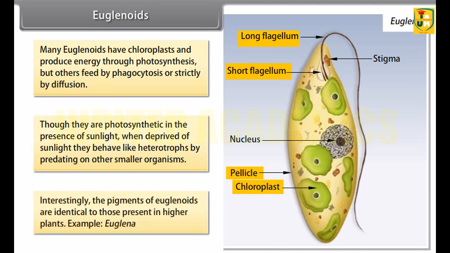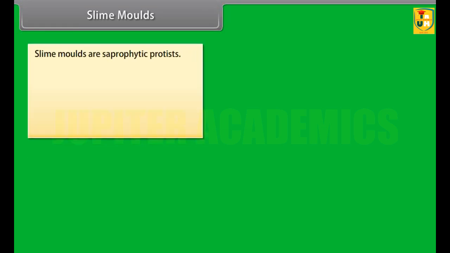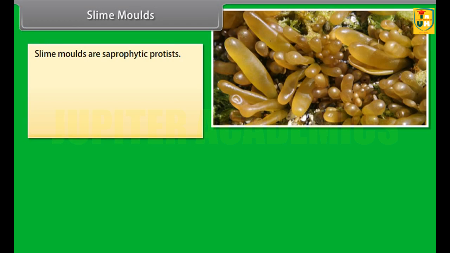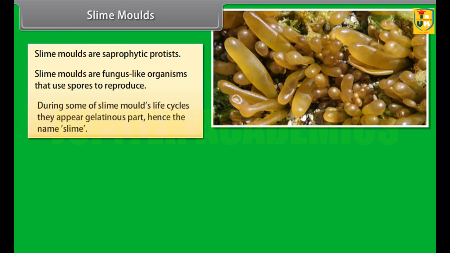Interestingly, the pigments of euglenoids are identical to those present in higher plants. Example, Euglena. Slime molds. Slime molds are saprophytic protists. Slime molds are fungus-like organisms that use spores to reproduce. During some of slime molds' life cycles, they appear as a gelatinous mass, hence the name slime.